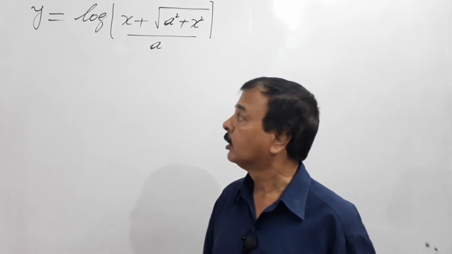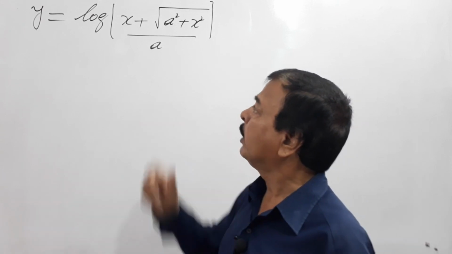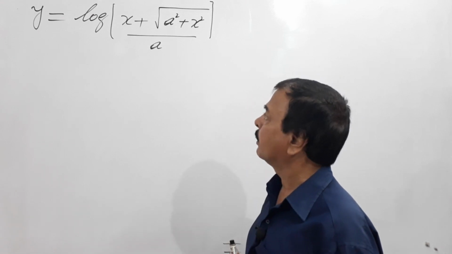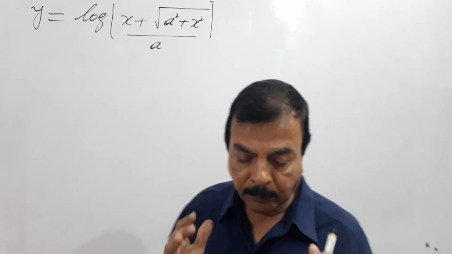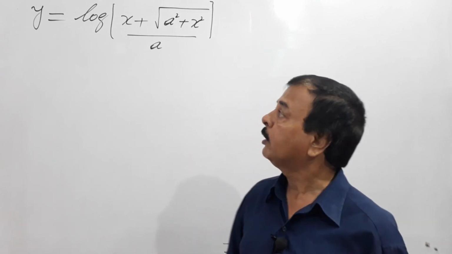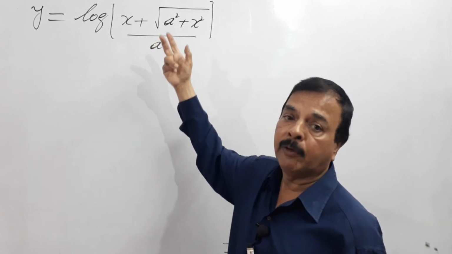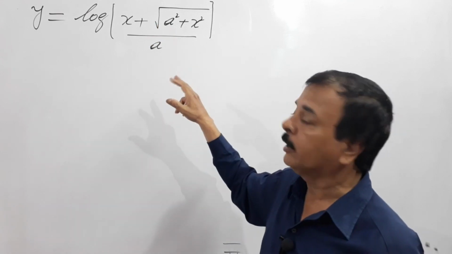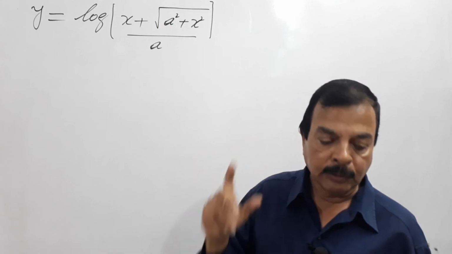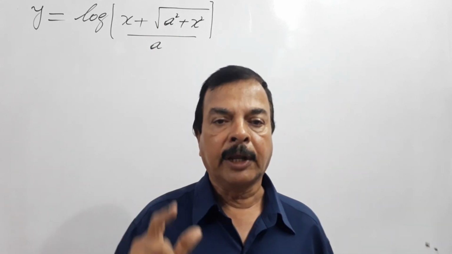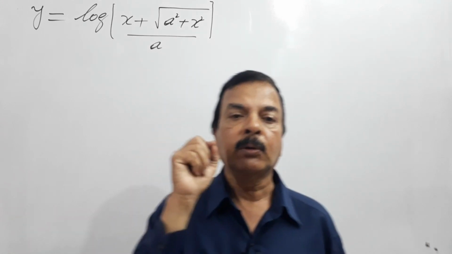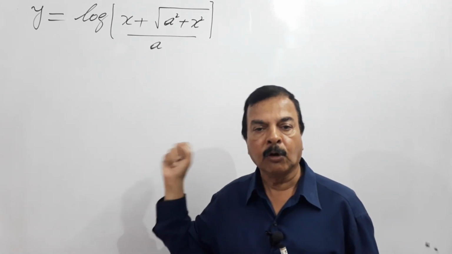Dear students, we have one more problem now. y equals log of x plus under the root a square plus x square divided by a. Whenever you find a problem, I am going to give you a hint. Whenever you find a problem where you have both denominator and numerator associated with log, then you use the formula log of a by b, which is log a minus log b. That is a hint for you to follow how to go about it.